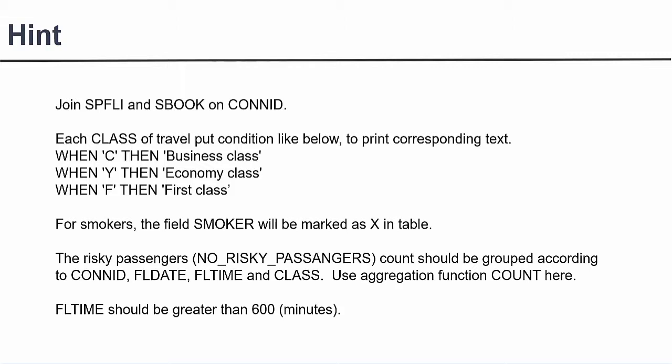If it is a smoker, the smoker field will be marked as X in the table. And to get the count of the risky passengers, the fields con ID, flight date, flight time and class have to be grouped. And you can use the aggregation function count here. To check the length of the journey, flight time should be checked. In this case, it should be greater than 600 minutes or 10 hours.